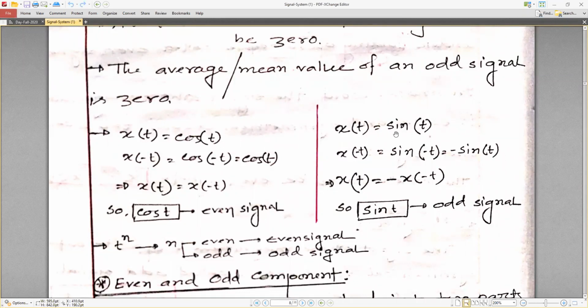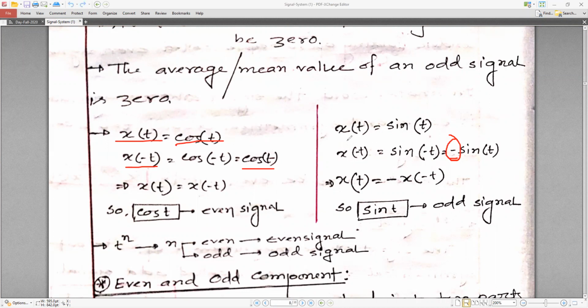Again, if you consider x(t) is equal to sin t, now put x(minus t) is equal to sin(minus t). That is minus sin t. So x(t) is equal to minus x(minus t). So sin t is an odd signal. Why odd? See this one. This sign has been changed. The negative sign comes forward. Here it is positive, the same. So x(t) is equal to x(minus t).